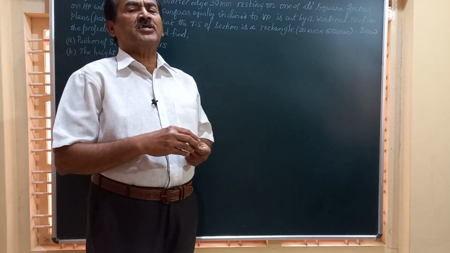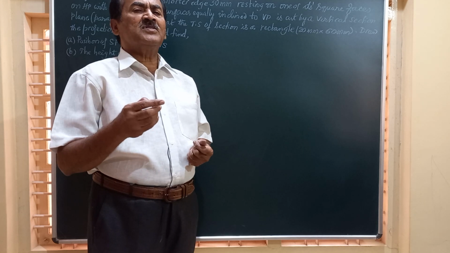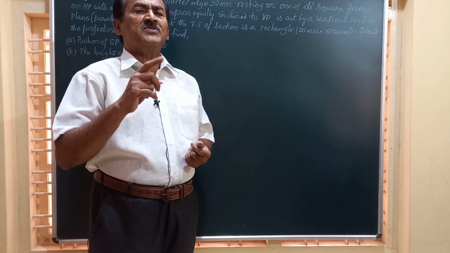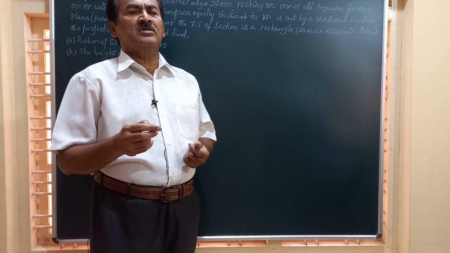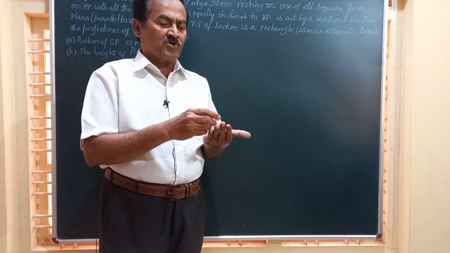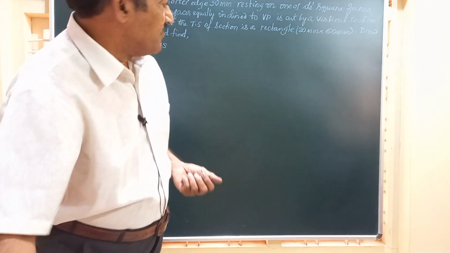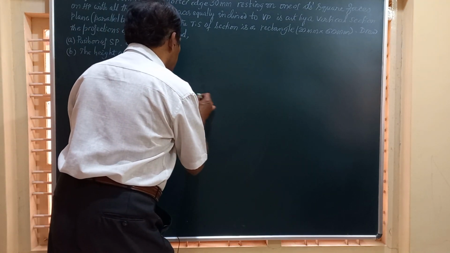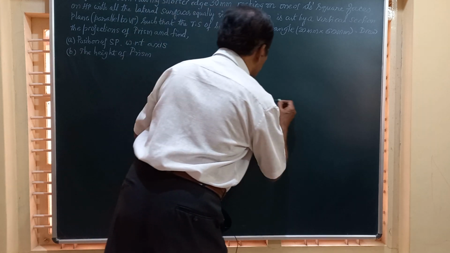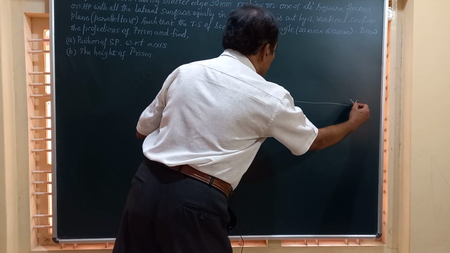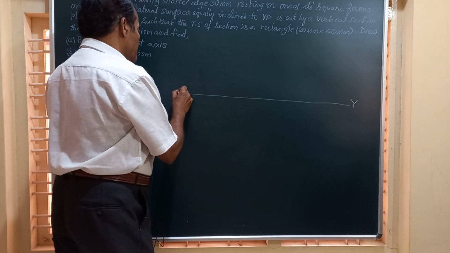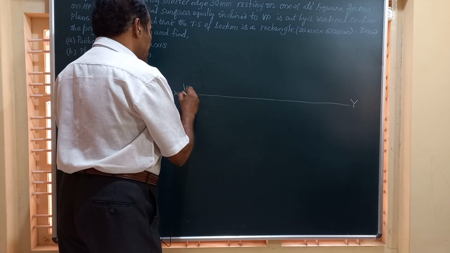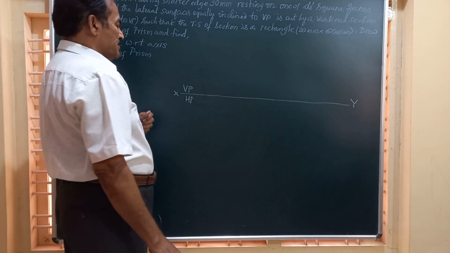And in this particular problem, they have given the side of the base and they have not specified the height of the solid. So let us think over and solve this problem. Friends, here, let me mark the XY line indicating the line of intersection of VP and HP. And on this we will mark VP and HP, indicating first angle projection.